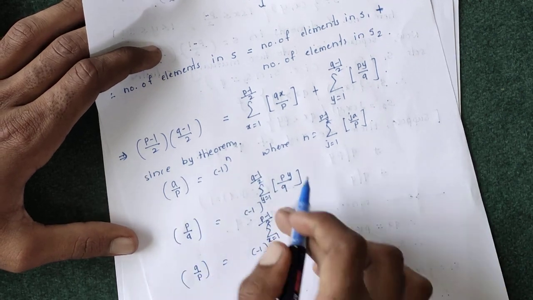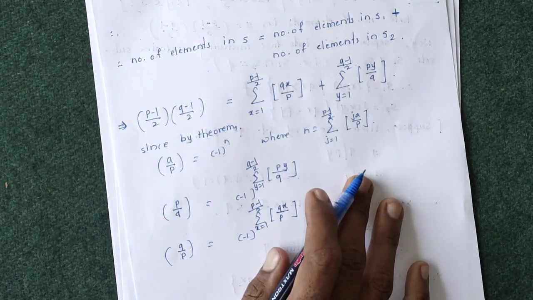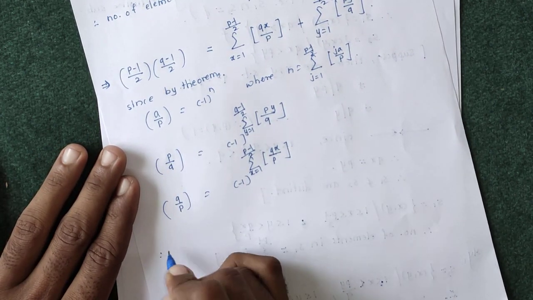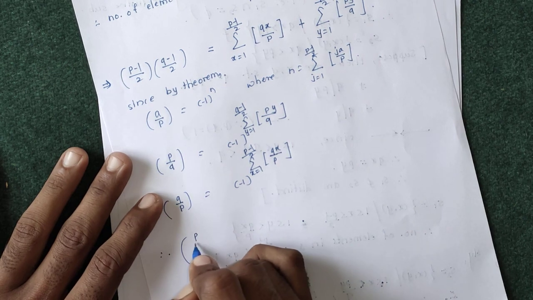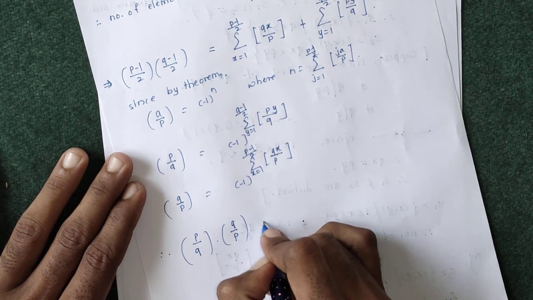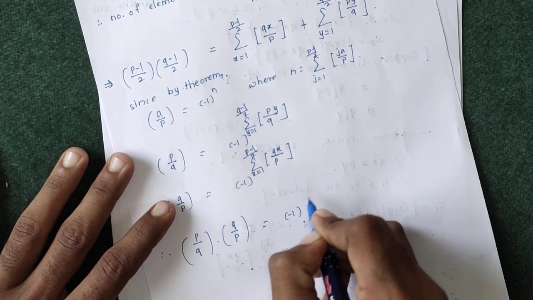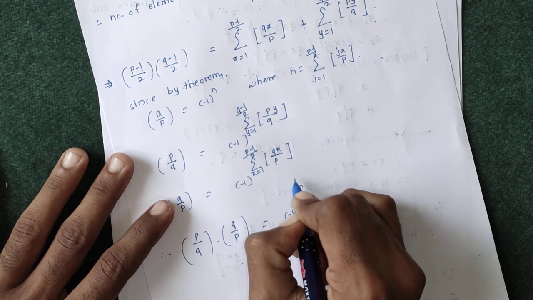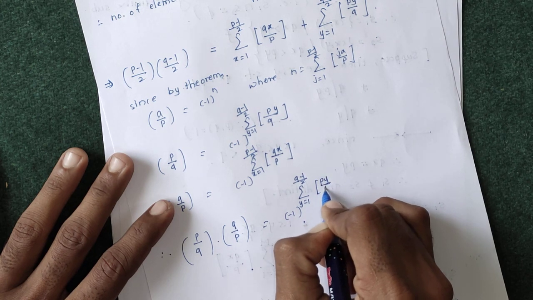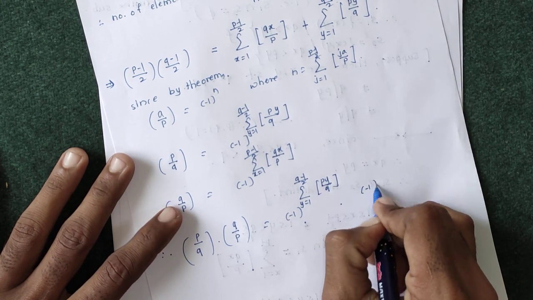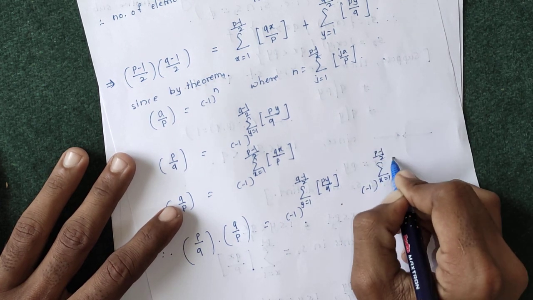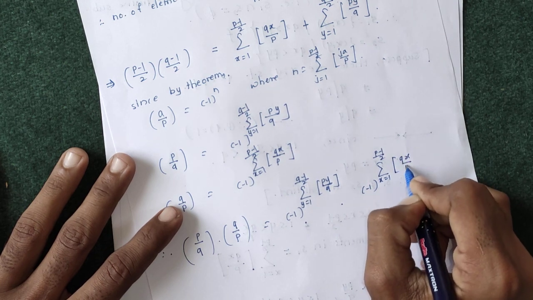Now, putting these two values here, or just rewriting this, or multiplying these two, we can write the Legendre symbol of p and q into the Legendre symbol of q and p. So multiplying these two, we can write this: minus 1 raised to the summation y running from 1 to (q minus 1) by 2 of the greatest integer function of py by q, into minus 1 raised to the summation x running from 1 to (p minus 1) by 2 of the greatest integer function of qx by p.